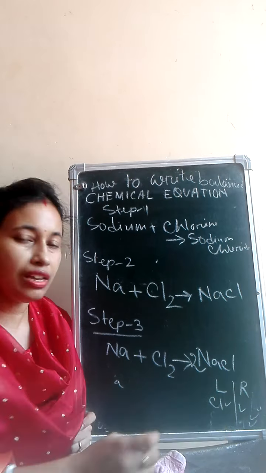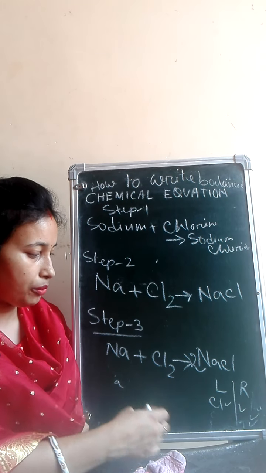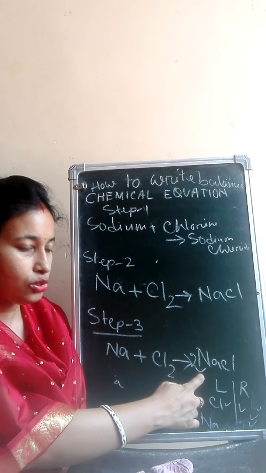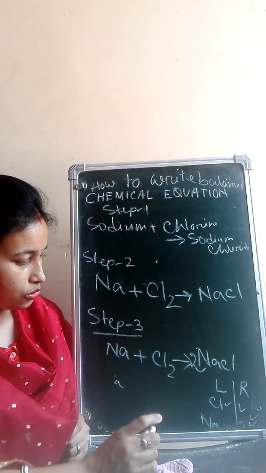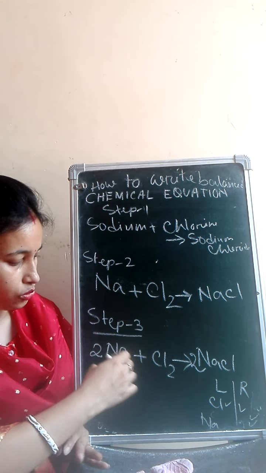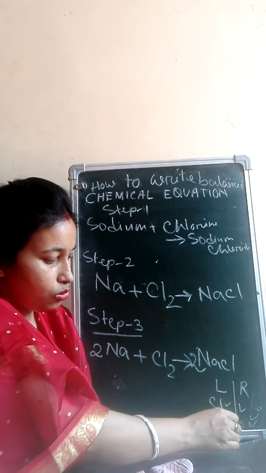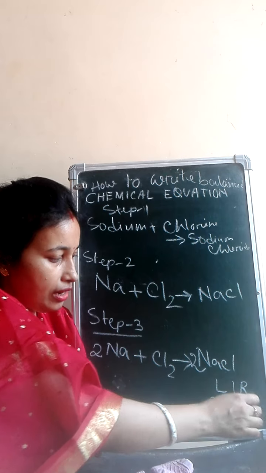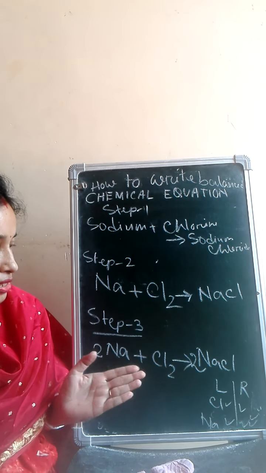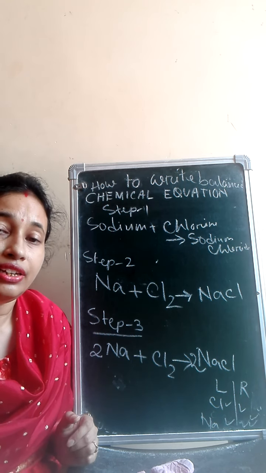Left hand side, right hand side balanced. What about sodium? Is it balanced? Left hand side is 1, right hand side is 2. It is not balanced. So we'll have to multiply with what? 2. So now sodium is 2 in the left hand side and right hand side also 2. So sodium is also balanced. So this is a balanced chemical equation.